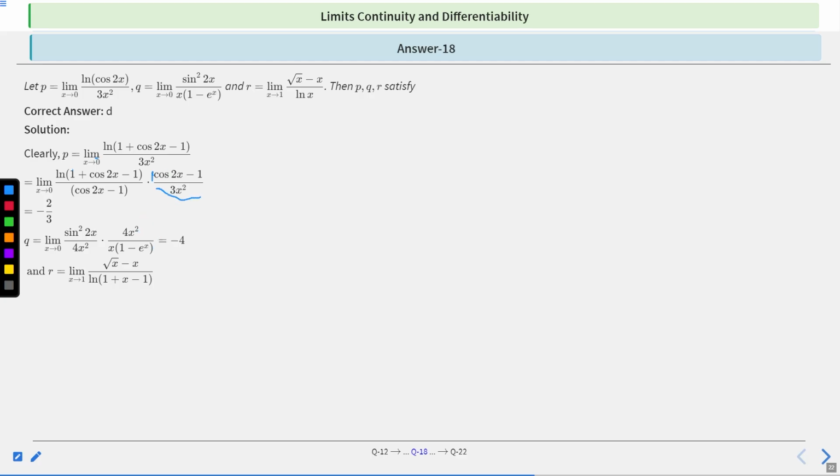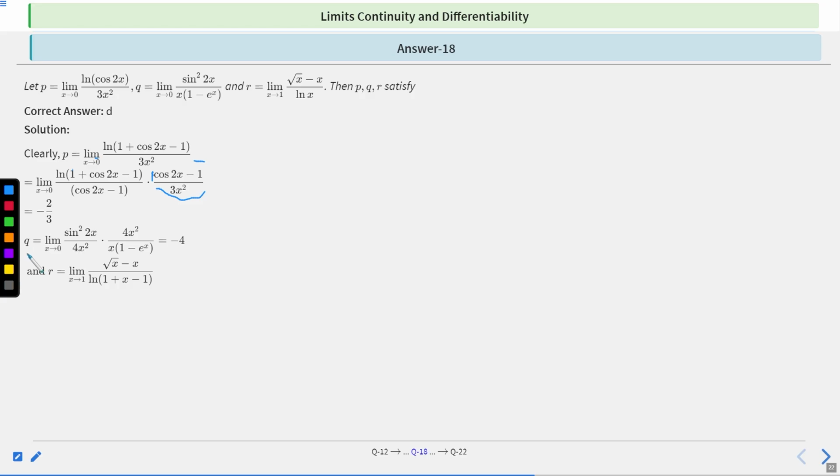This is 0 by 0 form, so we can apply L'Hospital rule, right? After applying L'Hospital rule, you will see the answer is minus 2 by 3, because we first differentiate cos 2x minus 1 and then 3x square. Again, minus 2 sine 2x upon 6x, you will get minus 2 by 3.